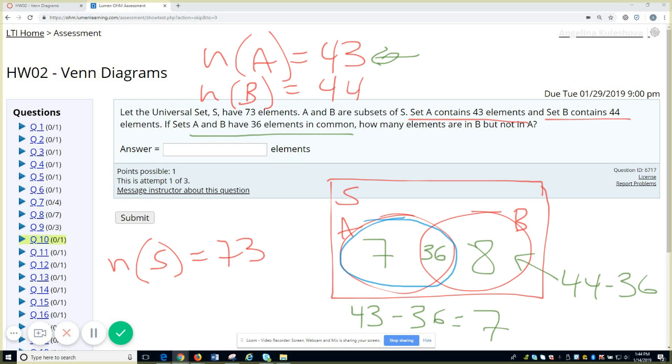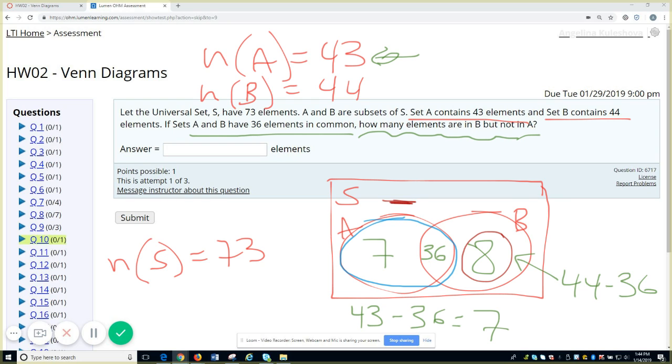Now, at this point, let's go ahead and read what we're asked to actually find. How many elements are in B but not A? Right now we have that number. So there's 8 elements that are in B but not A. That should be it.